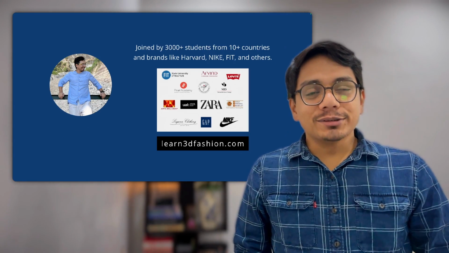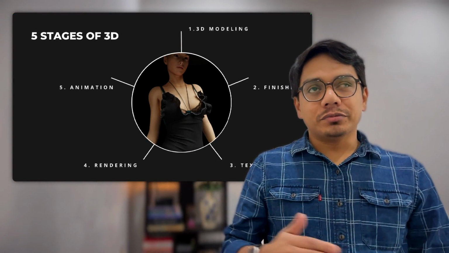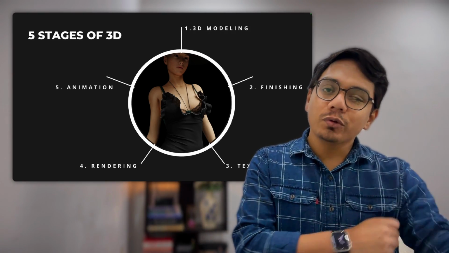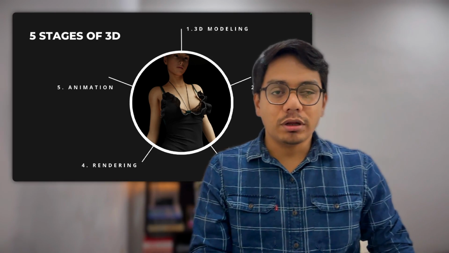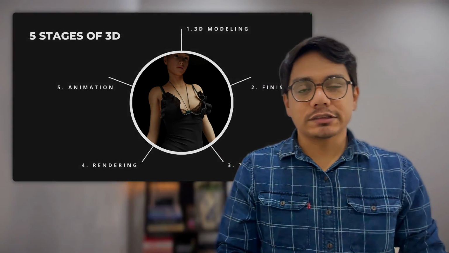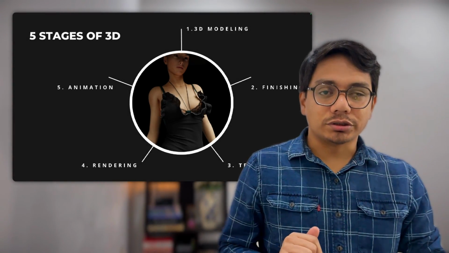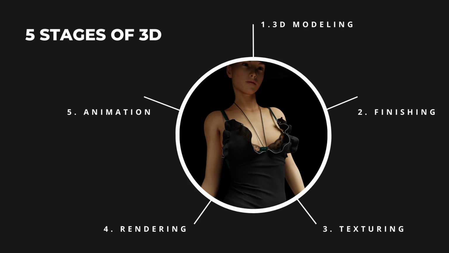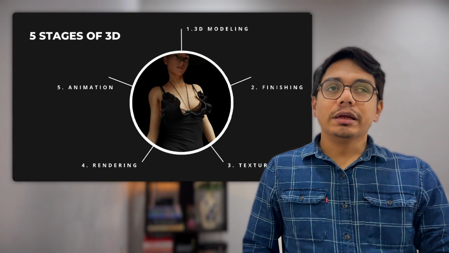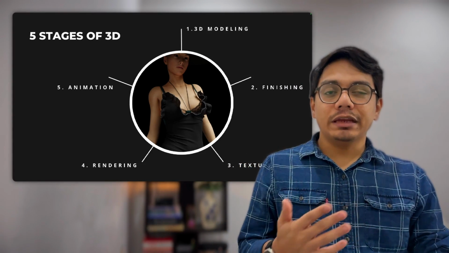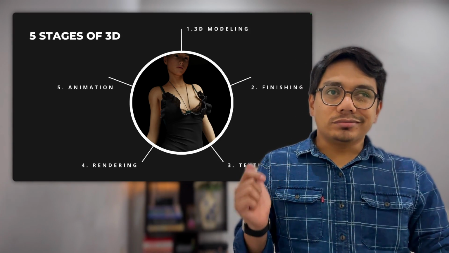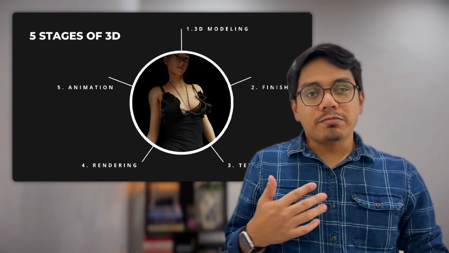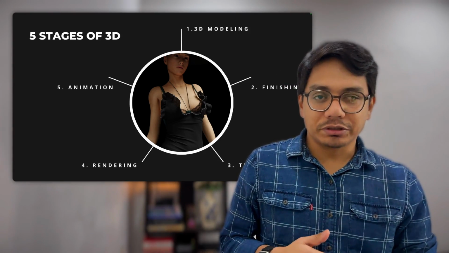Just wait. First thing, there are 5 stages to 3D fashion. If you don't know what those stages are, I'll link a video in the description where I have explained all these stages. First is modeling, second is finishing, texturing, rendering, and animation. Understanding these stages is very important because you get to know which stage you are in and what topics you need to master to get really nice rendered images out of it.